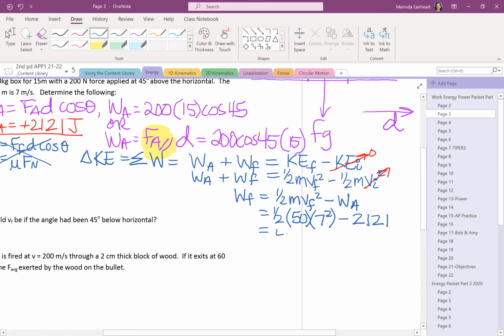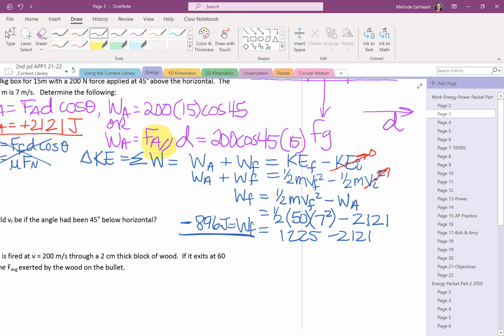Wait, 4,000? Okay. 1,225 minus 2,121, right? So it's a 1,000 number minus a 2,000 number. We're going to get a negative answer. And so the work of friction is going to be negative. Tell me what you get. And the SI unit for work is joules, same as energy. And so did we get a negative? Yes. Does it mean left? No. It means it's slowing it down, right?